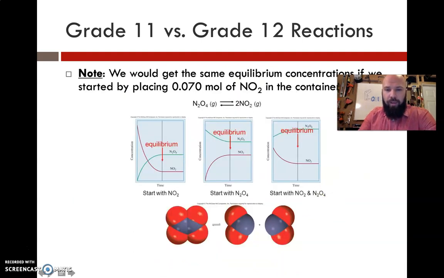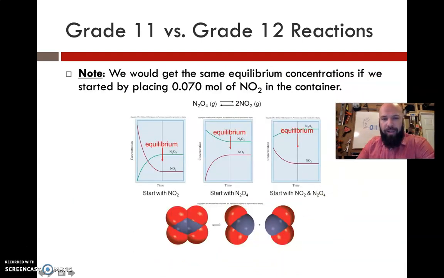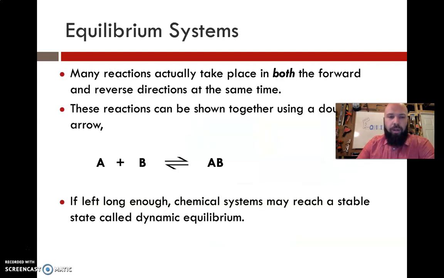So we've mentioned equilibrium a few times. Another thing to note is if you started with all nitrogen dioxide and had this occur in the reverse reaction, you would get the same concentrations if the system was in the same conditions. Doesn't matter if you start with your reactant or your product, you're going to get those same final values.